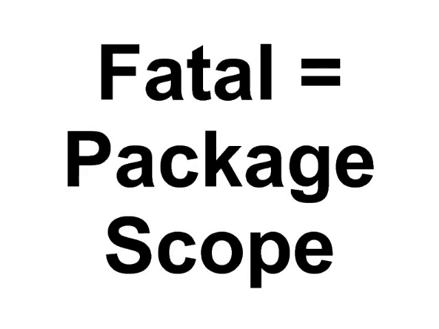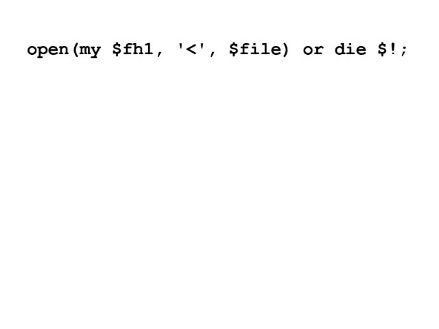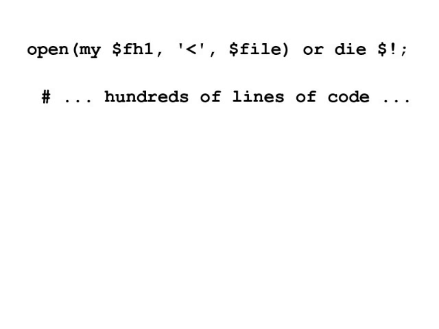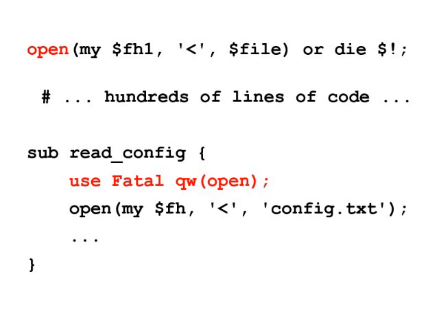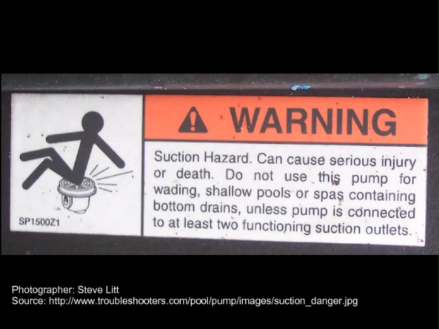And unfortunately, it gets worse, because Fatal has a package-wide scope. This means that I might be trying to open a file, and then I might have hundreds of lines of code, and then somewhere deep inside a subroutine, somewhere else in my package, I could have said use Fatal open. Unfortunately, the use Fatal in my subroutine also influences the open in my main code. That can suck in a really strange and dangerous way if you weren't expecting it.